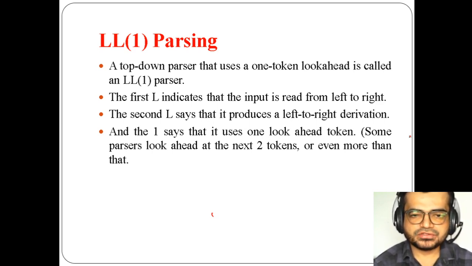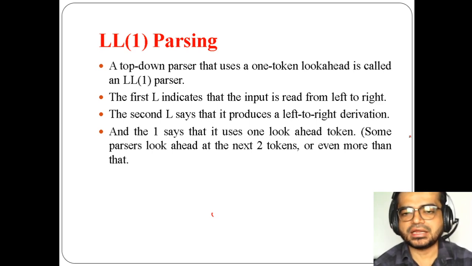Whatever tokens or input you receive, you have to read the input from left towards right. That is what the first L indicates. The next L indicates that whenever a derivation happens, you need to perform it from left towards right, that is, a left to right derivation. That is what the second L indicates.